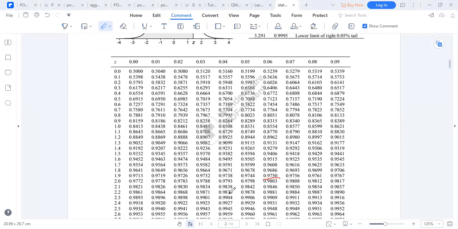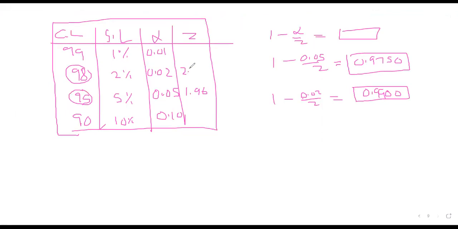The closest is this one here, 0.9900. So what is the reading there? 2.33. For 90%, what do we do? 1 minus 0.10, divided by 2. This will give you 0.9500. So let's look for 0.9500.